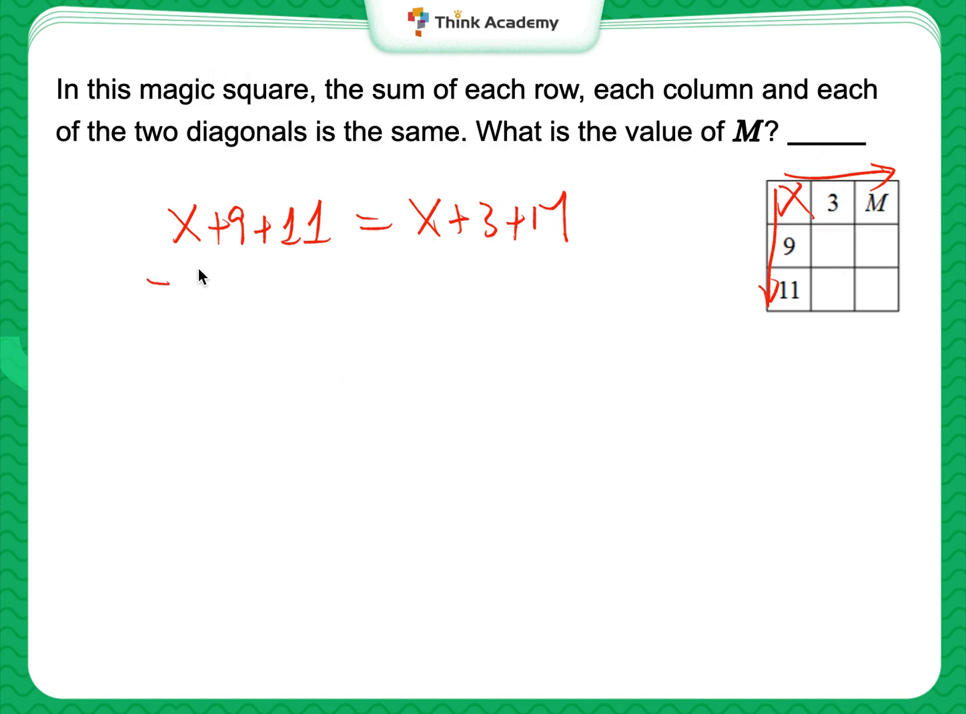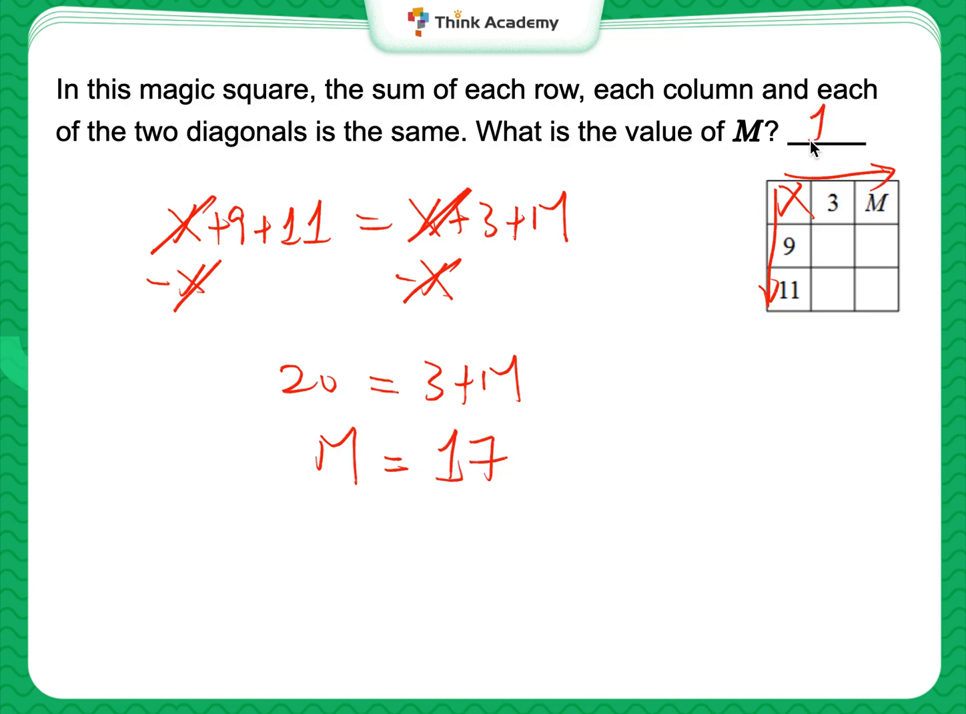And these 2 sums are going to be the same according to the rule of the magic square. So naturally, I can just remove the X from both sides of the equation such that it will not affect our result. And now I have 20 is equal to 3 adding M, which naturally means that M is going to be 20 take away 3, that's 17. So M is 17. All right?